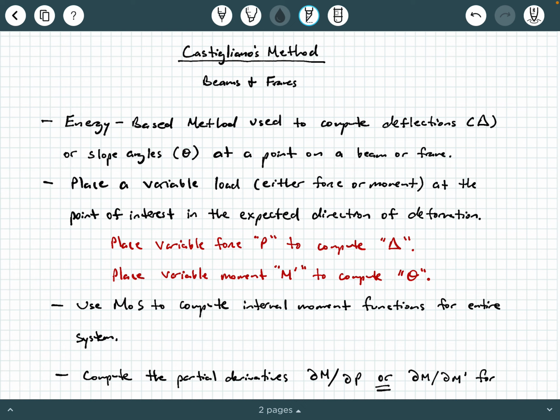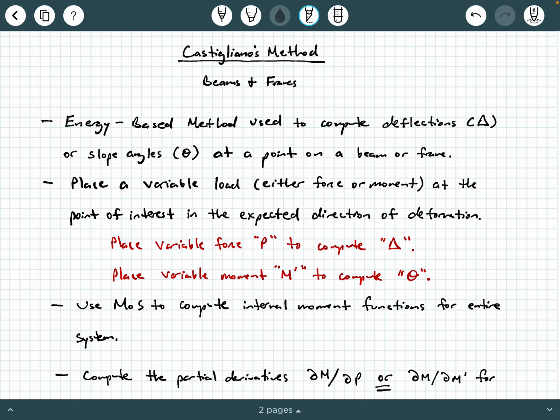What is Castigliano's method? Well, Castigliano's method in general is an energy-based method, and we use it to compute deformations. If you watch some of my other content, we use Castigliano's method in some of my other videos to compute joint displacements of trusses. Here we're talking about flexure systems, those are beams and frames. So when we apply it to beams and frames, we're going to be interested in computing deflections, which we call delta, or slope angles, which we call theta, at a point on the beam or the frame.